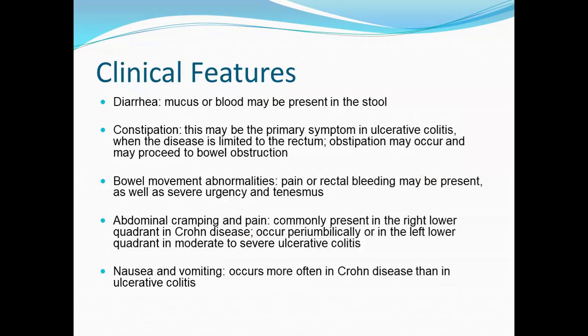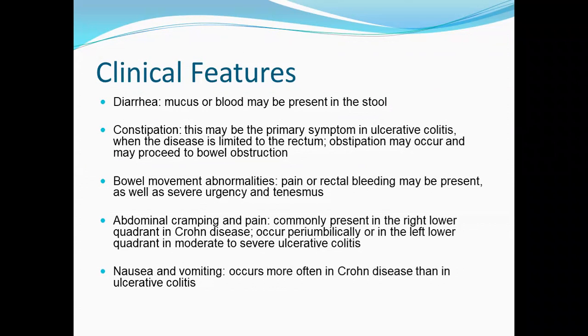So when we talk about the clinical features, there are certain clinical features that are common to both. So one is diarrhea, which can be mucus or bloody in nature. There can also be constipation. So this may be a primary symptom in ulcerative colitis when the disease is limited to the rectum. Constipation may occur and may proceed to bowel obstruction. There are bowel movement abnormalities, pain or rectal bleeding may be present, as well as severe urgency and tenesmus.